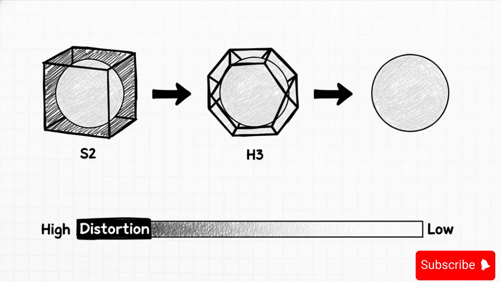H3 also ups the game on the projection. Instead of a 6-sided cube, it uses a 20-sided icosahedron. And the logic here is pretty simple. The more faces a 3D shape has, the closer it is to being a perfect sphere. And this means H3's hexagonal cells have even less size distortion across the globe than S2's squares do.